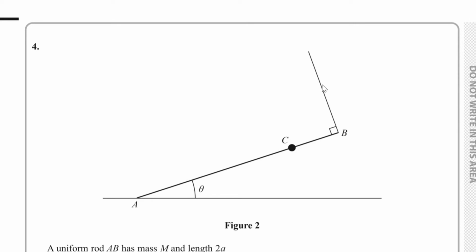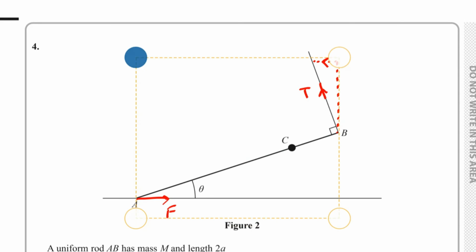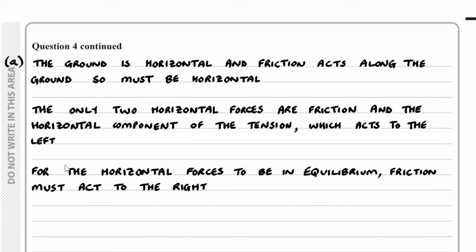Which means we have a tension over here, and we've got this component of the tension which acts to the left, which means the frictional force must act to the right. And that's what we mean for the horizontal forces to be in equilibrium: friction must act to the right.